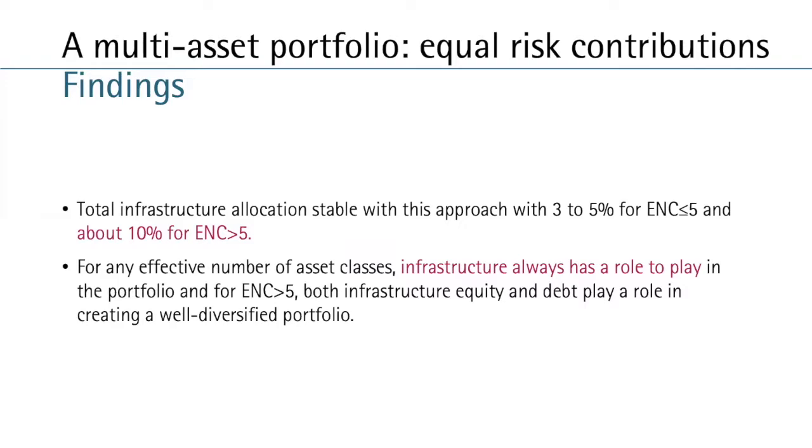So in terms of the allocation to infrastructure, there are two main conclusions in this exercise. For low ENC targets of 5 or less, we find that infrastructure allocation ranges between 3 to 5%. And then for high ENC targets of more than 5, the infrastructure allocation is around 10%. Overall, this infrastructure allocation is the lowest of the three optimization exercises that we have seen.